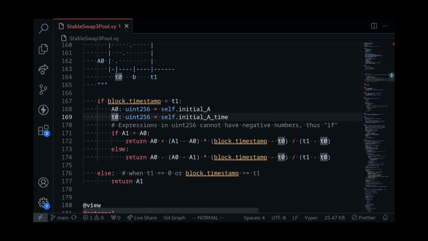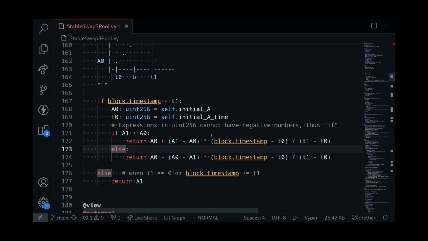And there are two cases. If the target A parameter A1 is greater than A0, or if the target A1 is less than or equal to A0. Both have similar code, so we'll just take a look at when A1 is greater than A0. And to understand this code, consider the two cases: when timestamp is equal to T0 and when timestamp is equal to T1. Let's start with the case when timestamp is equal to T0.